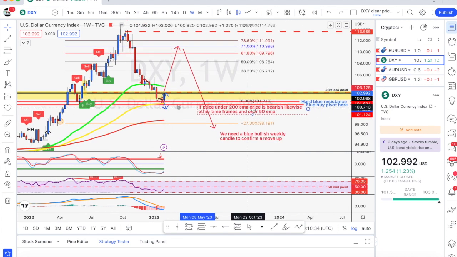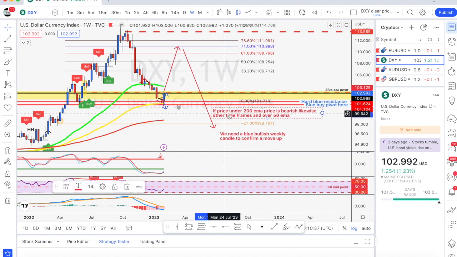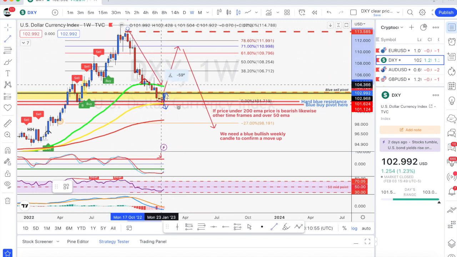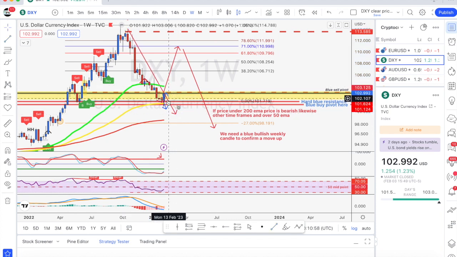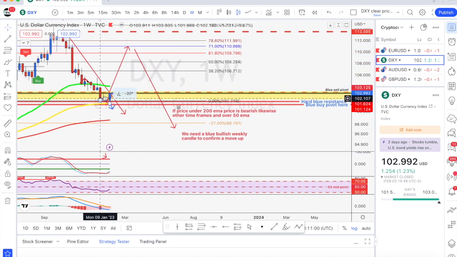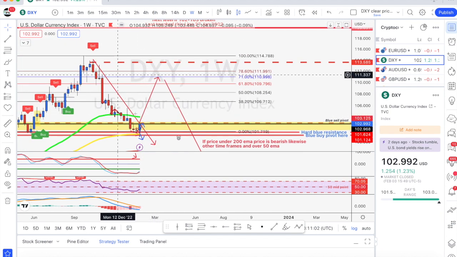Usually I'll put my little notes here. If price is under the 200 EMA, which is the red line here, it's bearish. Likewise on other time frames, if it's over the 50 EMA, which is here, then it's bullish. So it's still in a downtrend right here. If I draw from the high to the low, we're still in a downtrend, even though it was bullish last week. However, if it breaks this downtrend line and it breaks the 50 MA, then we're going to be going up potentially.